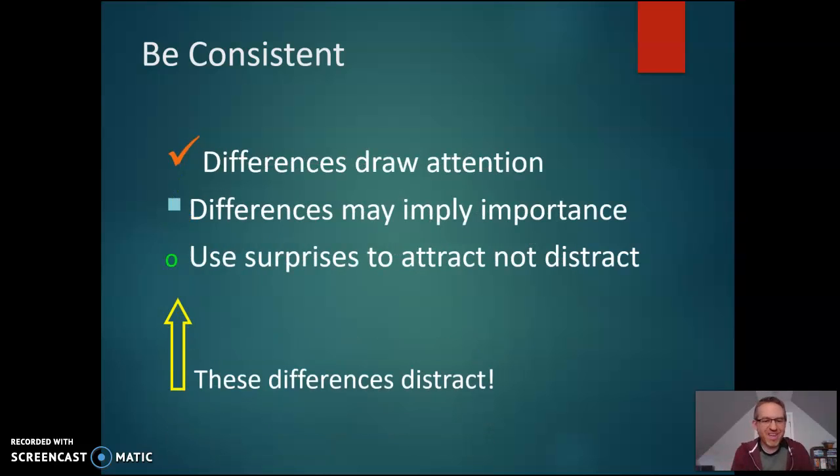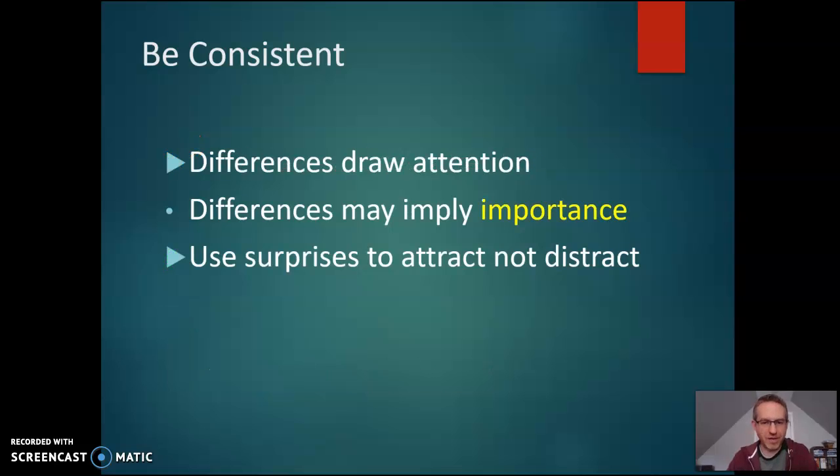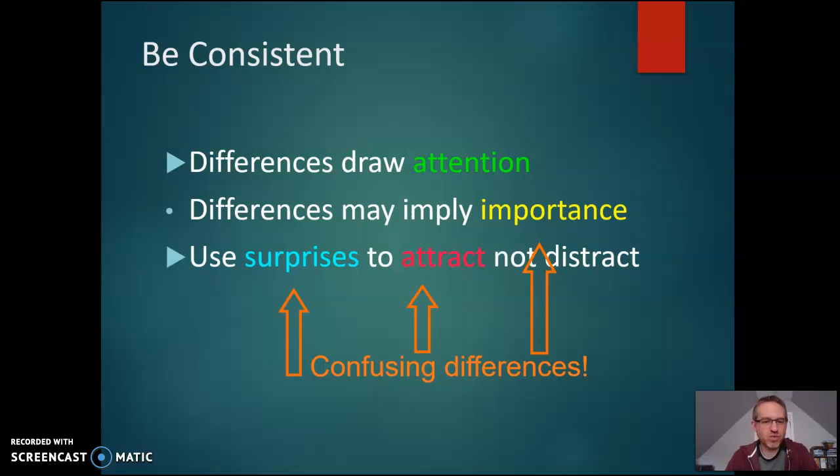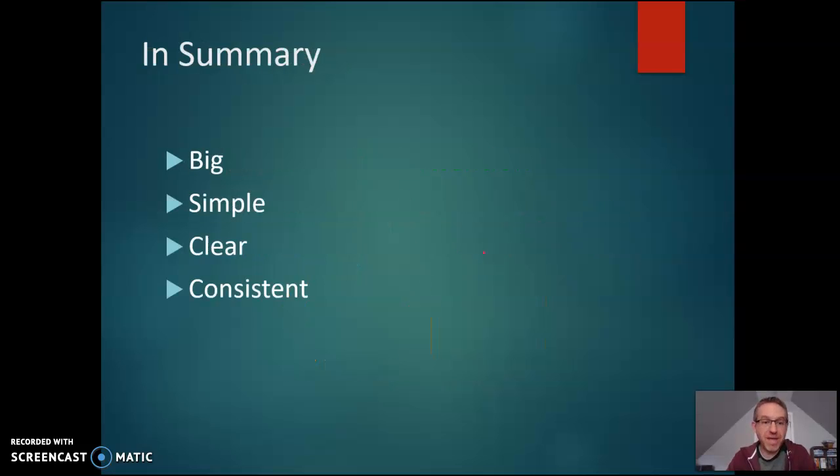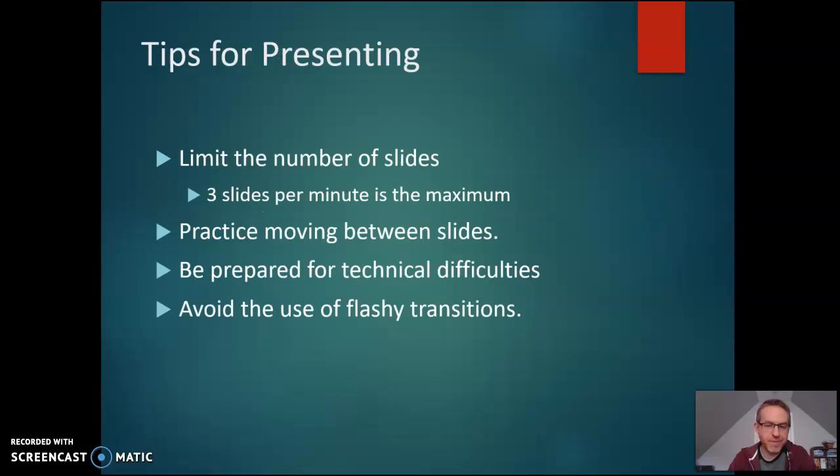In this case, everything's different. I don't know which one's important, okay? So don't do that. In this case, it's the different color and the different bullet point that makes me look at that one. The other ones I kind of ignore. Right here, I don't know. What do you want me to look at? All those words? Maybe. There are probably better ways to do that. So be big, be simple, be clear, and be consistent.